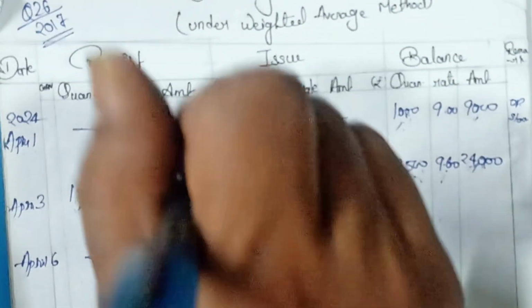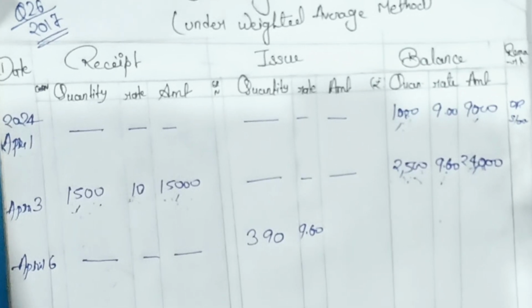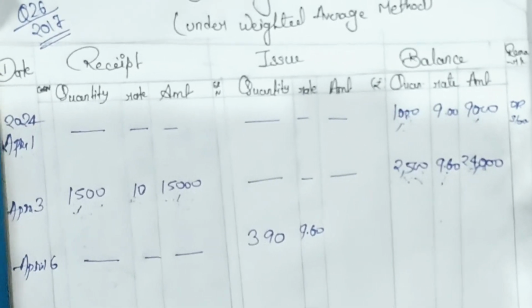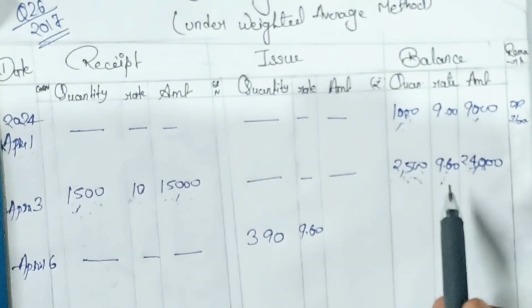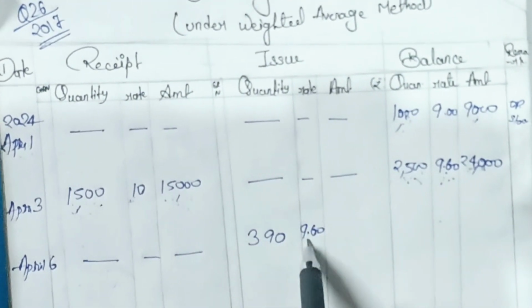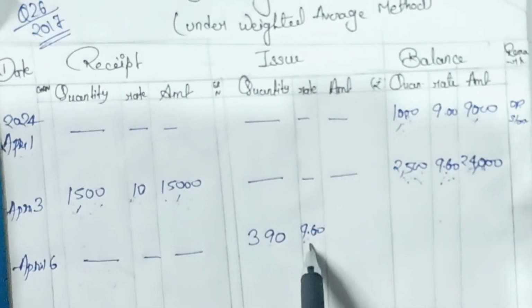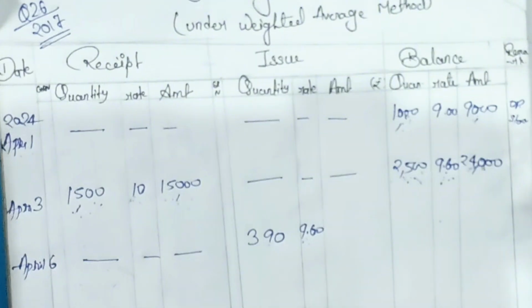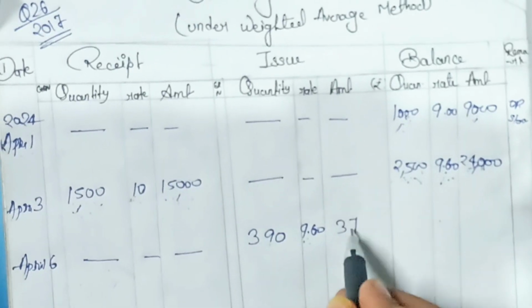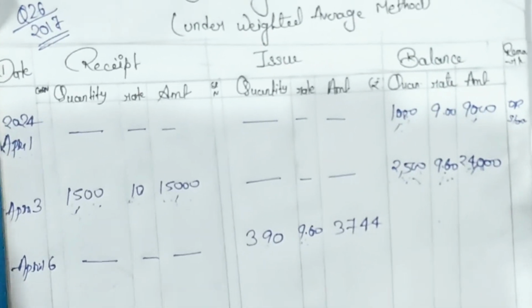Always, whenever we have to issue, we have to issue with this earlier weighted average rate. So 9 rupees 60 paisa. Now multiply it. Multiply 390 into 9 rupees 60 paisa. Tell me how much amount is there. The amount is 3,744. Okay. Fine. Look here, 3744.